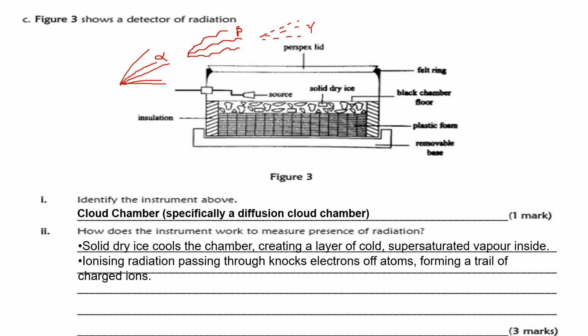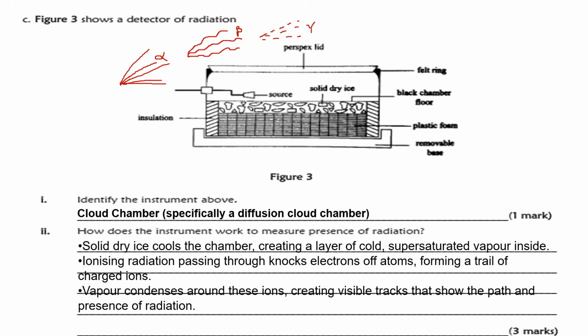So ionizing radiation passing through knocks electrons off the atoms, forming a trail of charged ions. So these are trails of charged ions, right? So the vapor condenses. The vapor is going to condense around these ions, creating visible tracks. These visible tracks show the path and presence of radiation. So 3 marks. Make sure you know how to explain this.